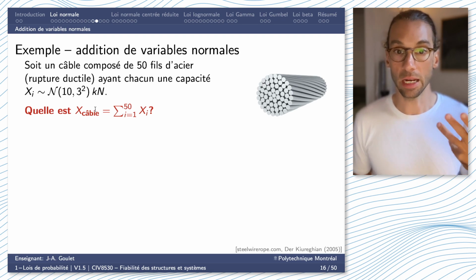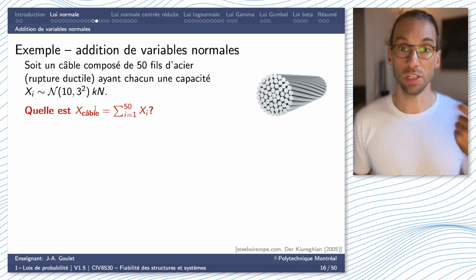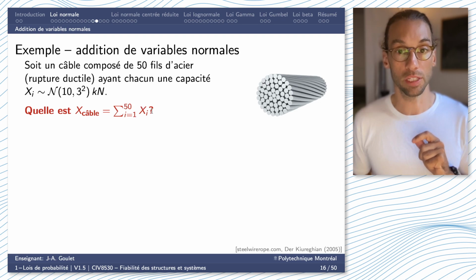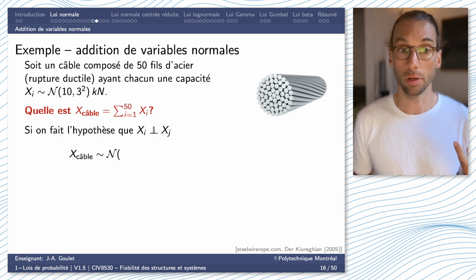So we can obtain the distribution for the resistance of the cable as the sum of the resistance of each wire, the sum over my 50 wires.